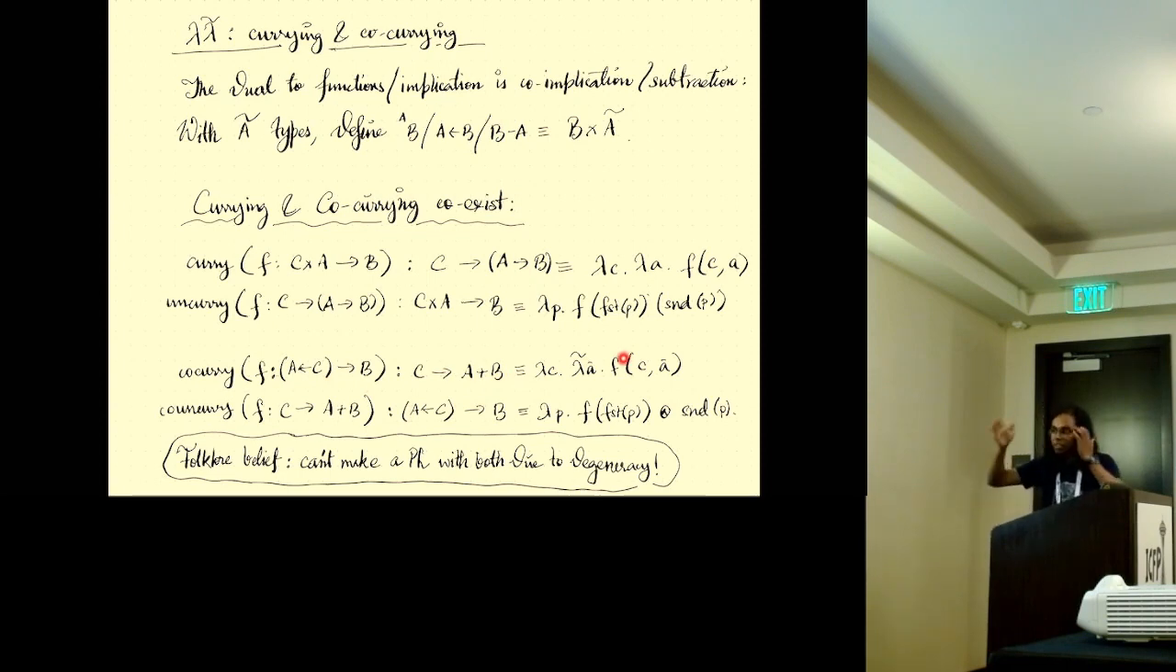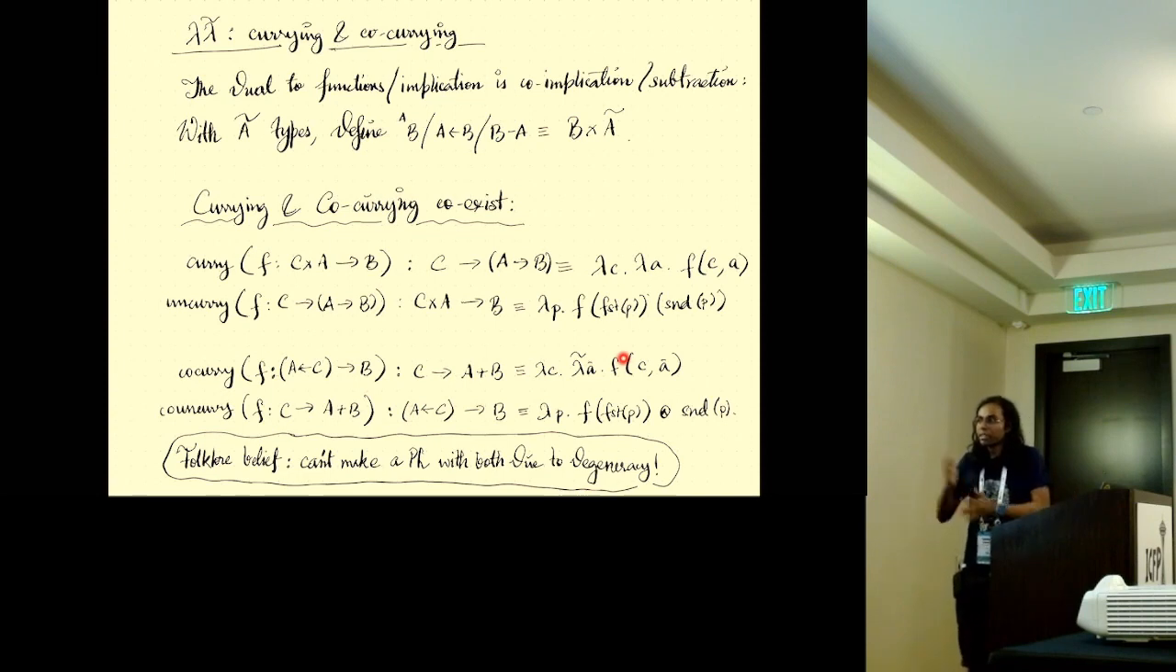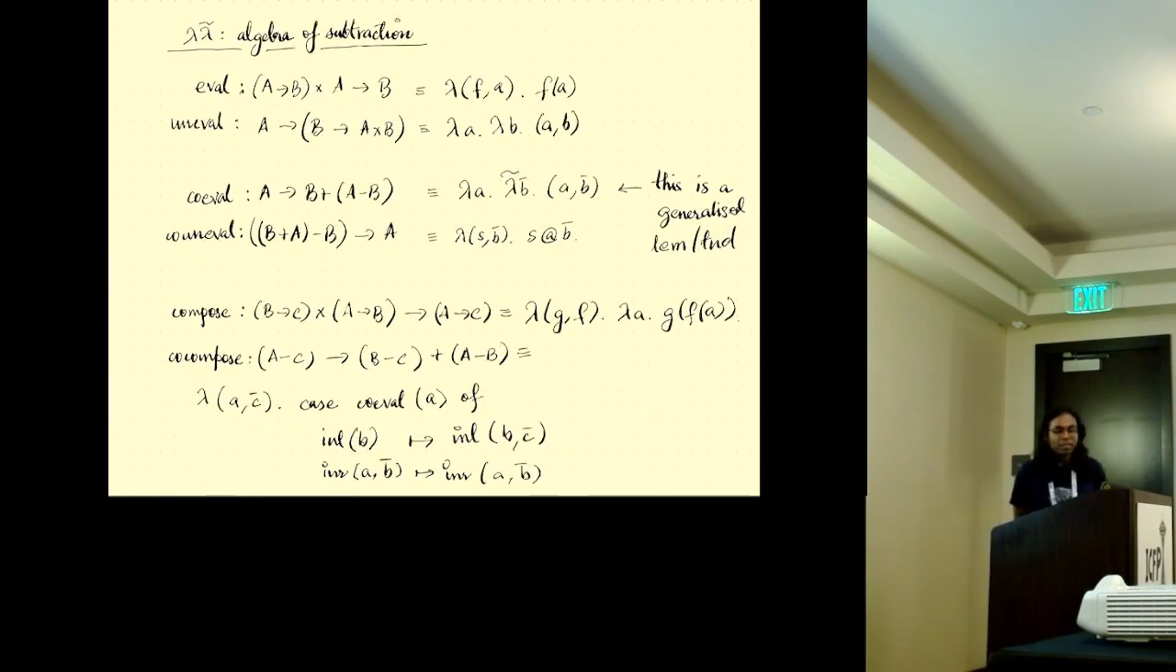Okay, and there is a folklore belief that you can never make a programming language which has both currying and co-currying, but here's lambda bar, which has both. And these subtractive types have, so there's an algebra of functions and there's an algebra of subtraction, which is functions have eval and subtractive types have co-eval, and functions have composition, and subtraction has co-composition. And so it's instructive to write these programs, but I just wanted to show them.